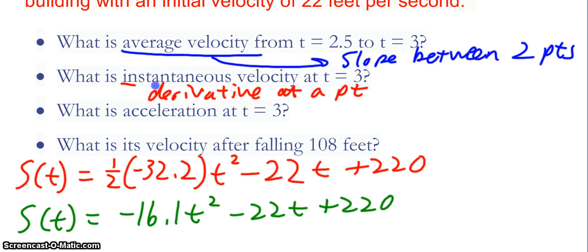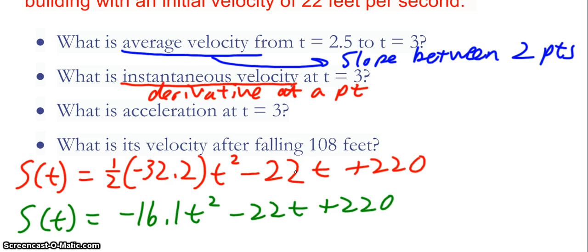At a point. So the instantaneous velocity at 3 is going to be the derivative when I plug in 3. Acceleration, that I should be able to understand because it's kind of given to me in the problem. Remember we talked about that. And then the velocity after falling 108 feet.